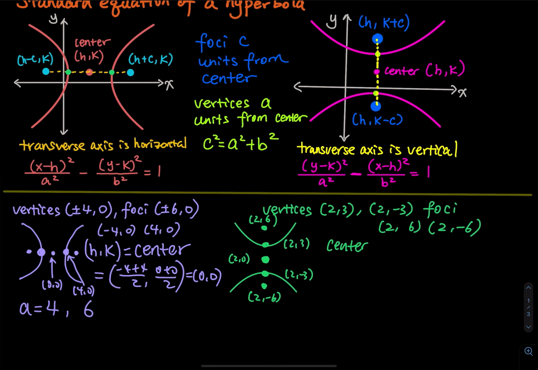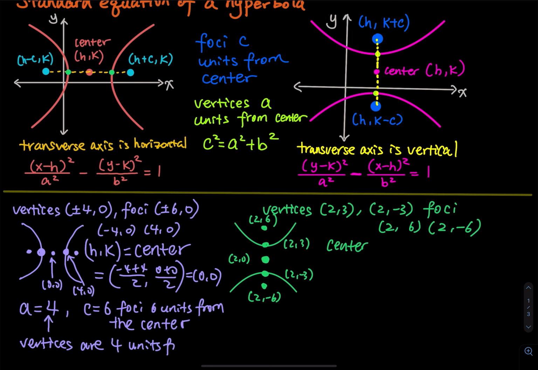So c is equal to 6 because the foci is 6 units from the center. And then a is equal to 4 because the vertices are 4 units from the center. But we don't need c to write the standard equation. We will need b to write the standard equation, right?